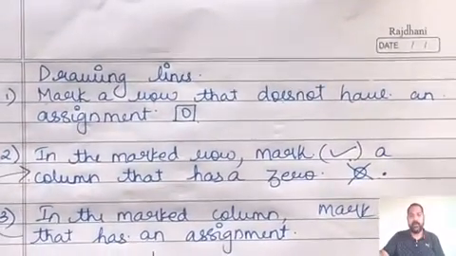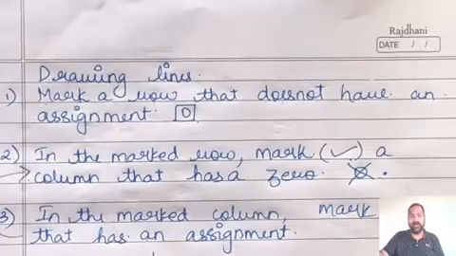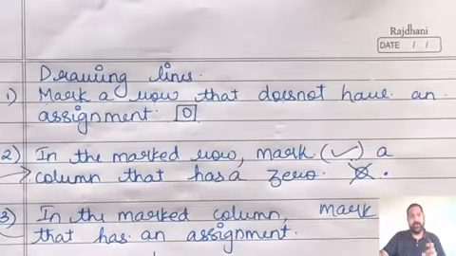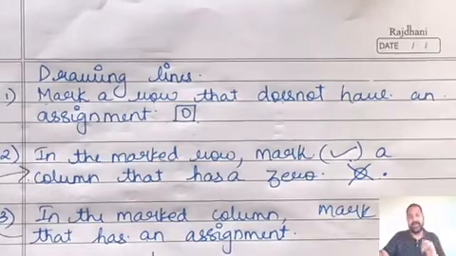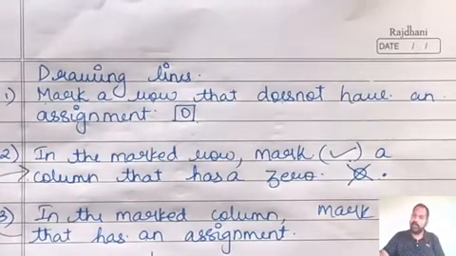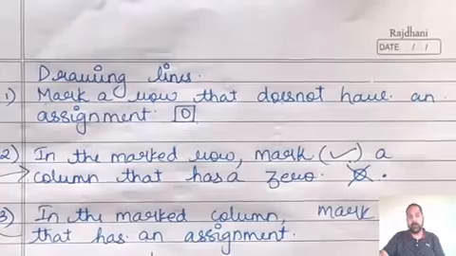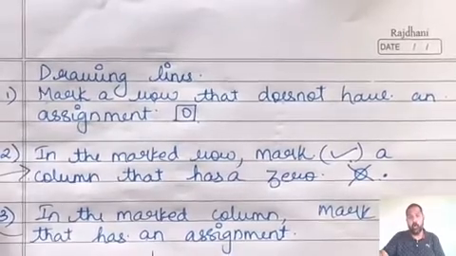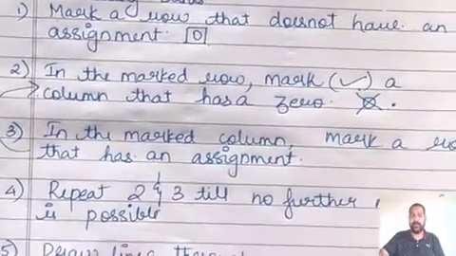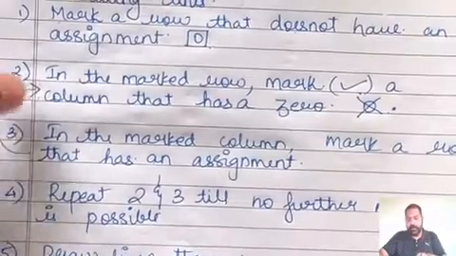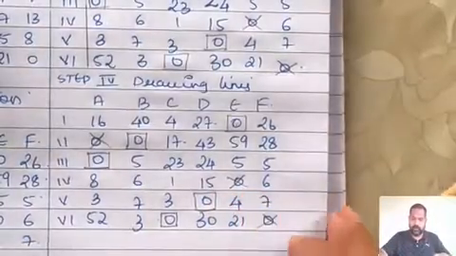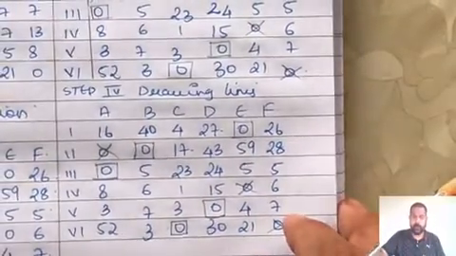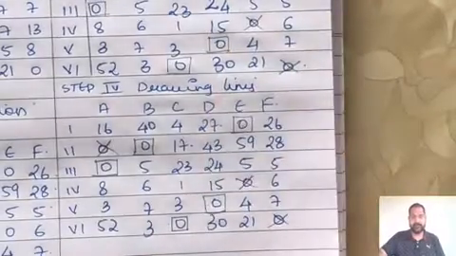Number 1, mark a row that does not have an assignment. Number 2, in the marked row, mark a column that has a 0. Number 3, in the marked column, mark a row that has an assignment. And now keep repeating 1 and 2. So keep this on your side. I can't do that because I'm already trying to use the screen as much as I can, so I don't want to put the paper anywhere else.